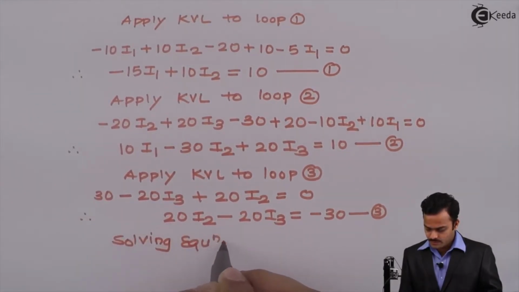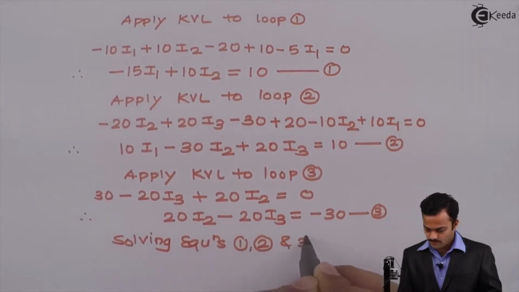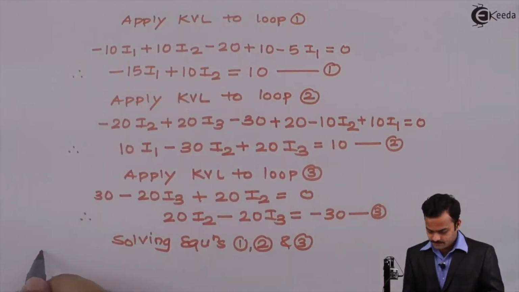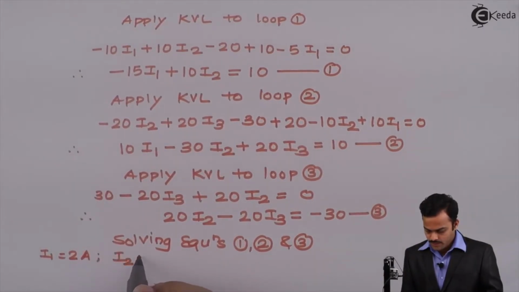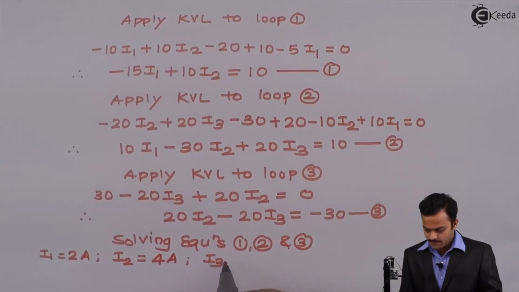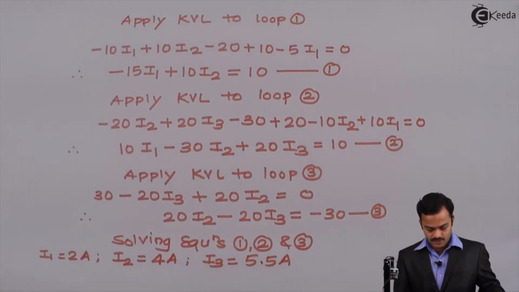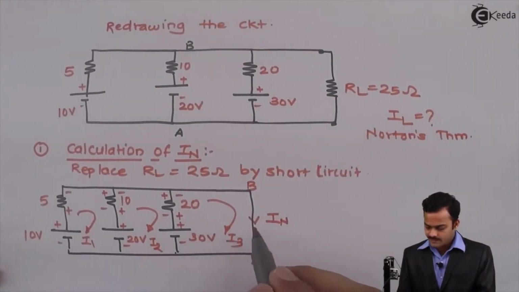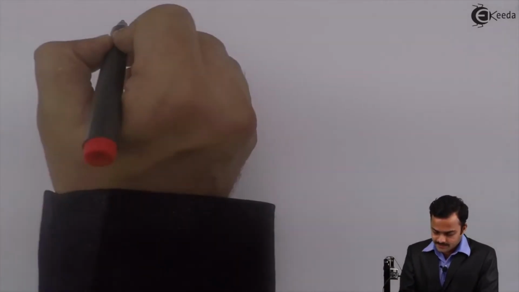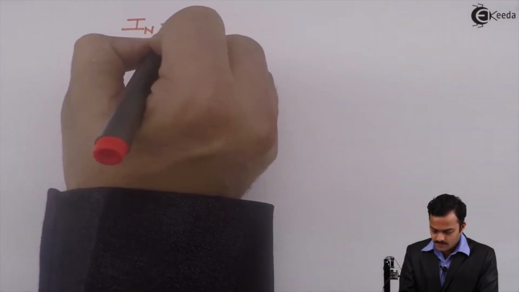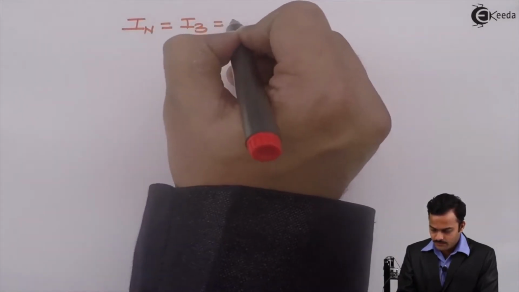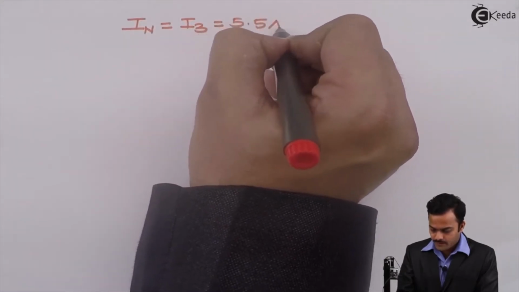So solving equations 1, 2 and 3, I will get I1 as 2 ampere, I2 as 4 ampere, and I3 I am getting 5.5 ampere. Now let's relate this I1, I2, I3 with IN. So if I see this circuit, I3 is nothing but IN. So I can write IN is nothing but I3, whose value we got 5.5 ampere.